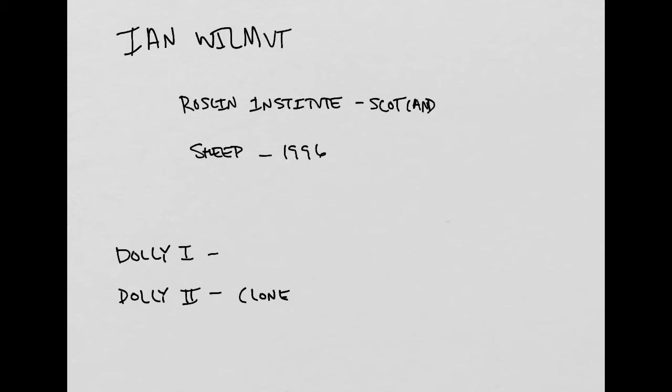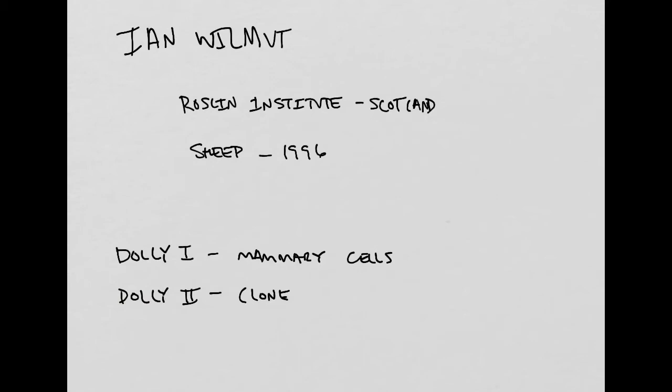Well, here's the story about Dolly 1. Dolly 1 was actually euthanized, and that means killed, and all her different parts were put in a minus 80 degree freezer. And so Dolly 2 was actually cloned from the mammary cells of Dolly 1.